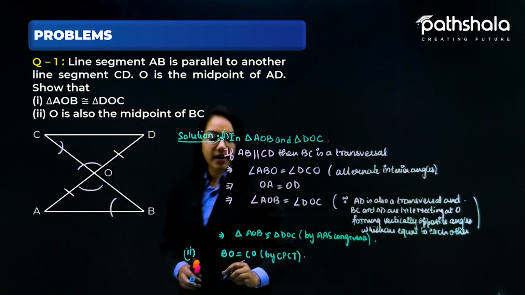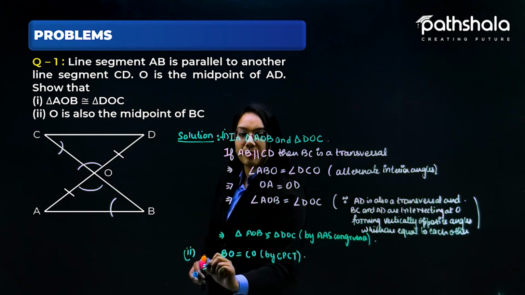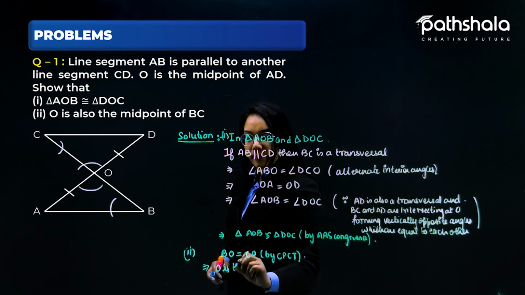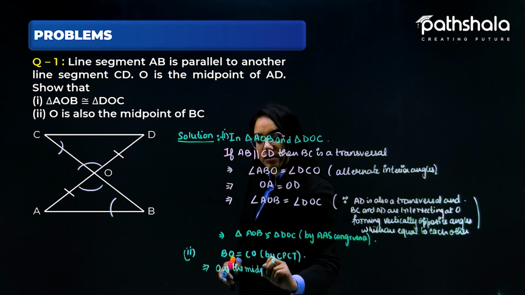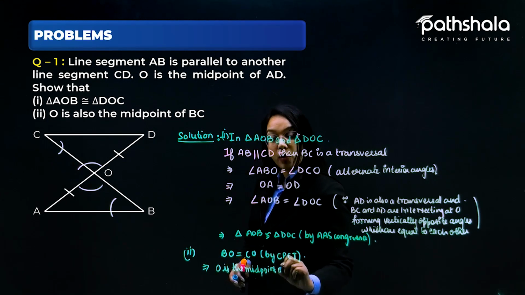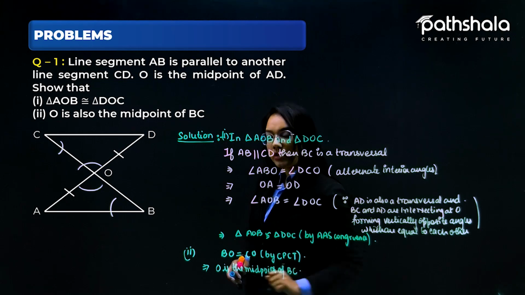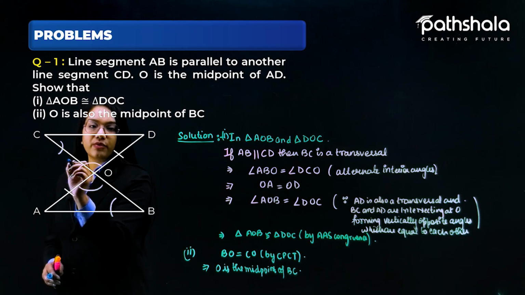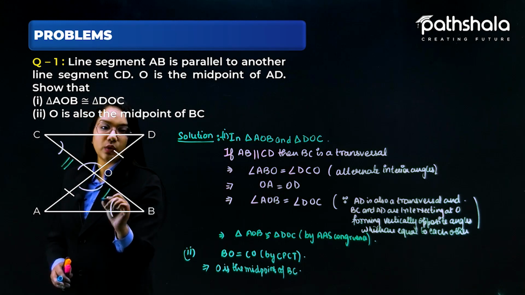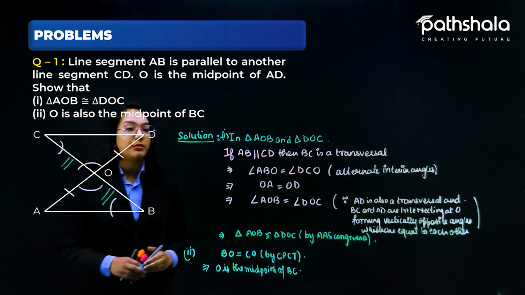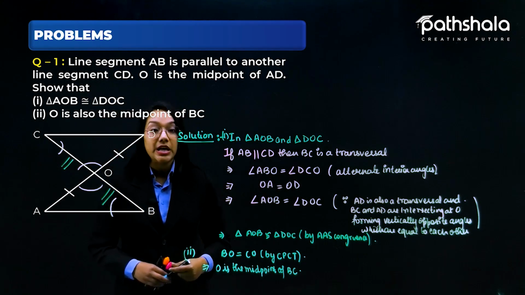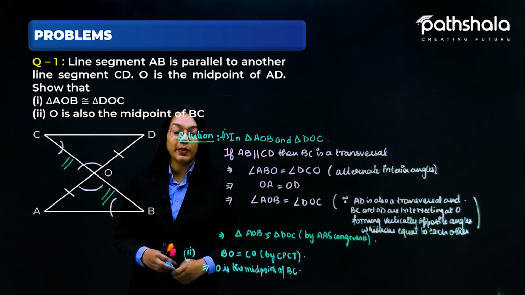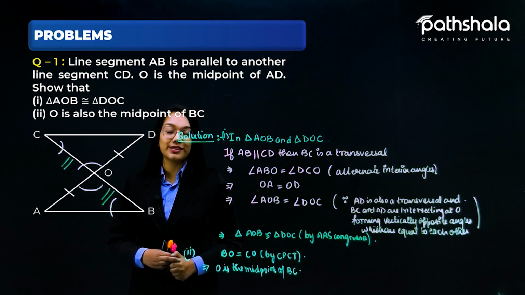So if BO is equal to CO, it implies that O is the midpoint of BC, because if these two are equal to each other, then definitely O is the midpoint of BC. So this is all about this question. I hope all the steps related to this are clear to you.